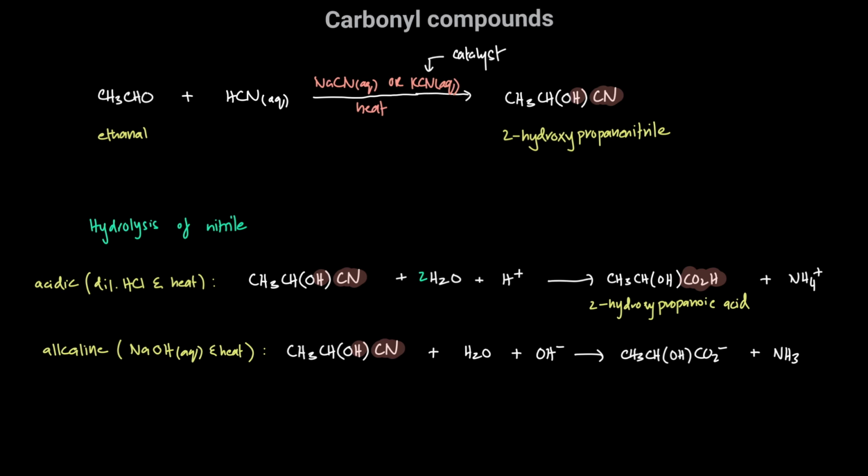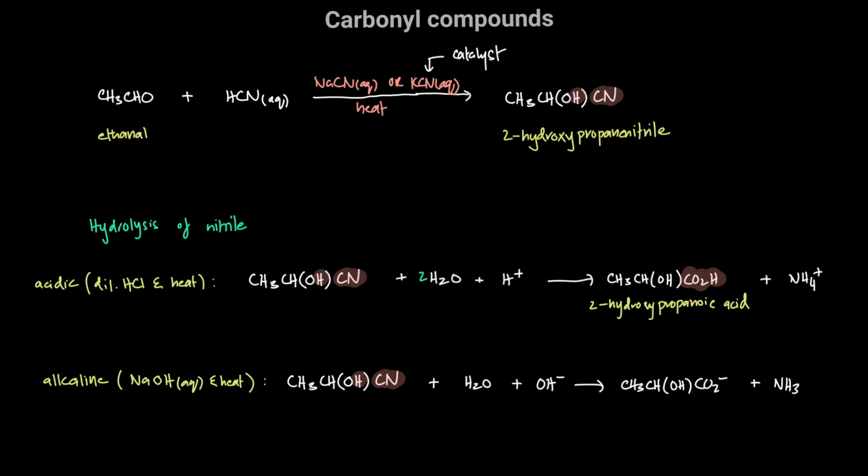So again, what happens in the hydrolysis of nitriles is that the C triple bond N gets hydrolyzed. The carbon ends up becoming a carboxylic acid in acidic conditions, whereas in alkaline conditions, this carbon ends up becoming a CO2 minus. That's the salt of the carboxylic acid, because the acid can lose its proton. And the nitrogen atom in acidic conditions becomes an ammonium, and in alkaline conditions, it produces ammonia.